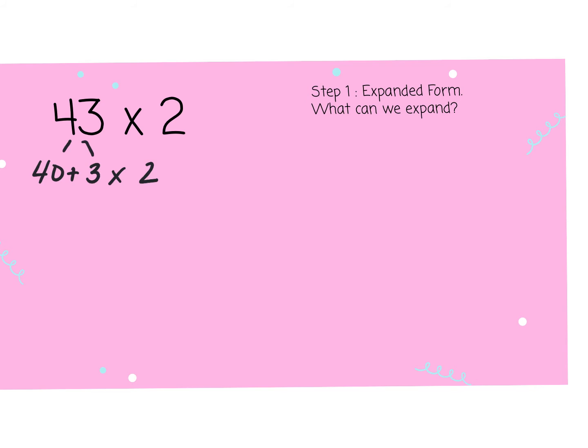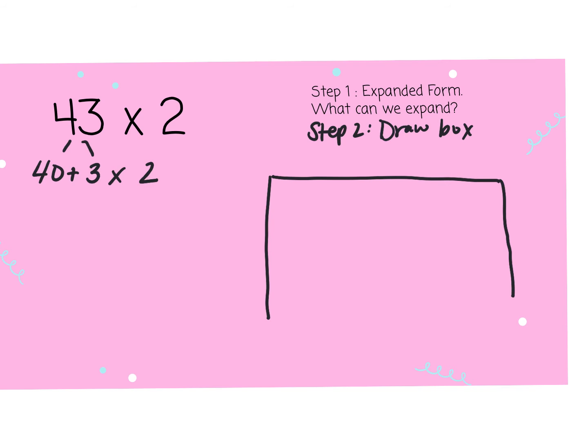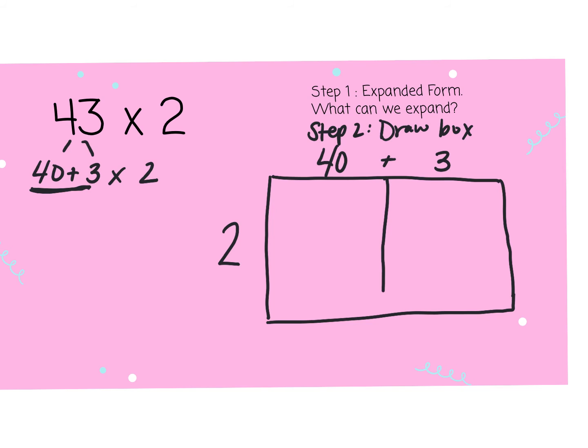All right, step 2 then. Step 2 is to draw our box. So we're going to draw our box, put it right here. And then on top, we're going to put our bigger number, which is the 40 plus 3. So step 3 is moving the 40 plus 3, which is 43, to the top. And then we're going to move our 2 onto the side. And then wherever we see a plus sign, we draw a line straight down.